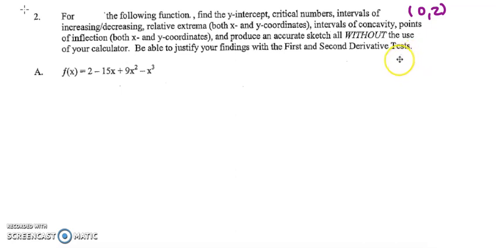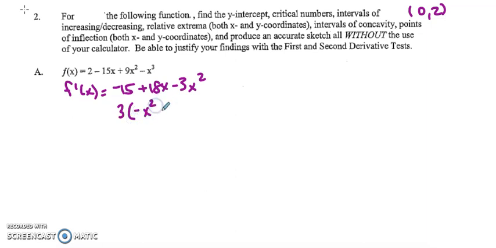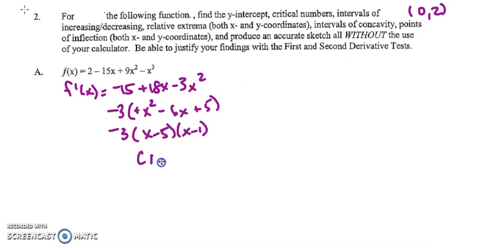So, let's see. Critical numbers. Let's get that by taking the derivative function. So negative 15 plus 18x minus 3x squared. Then I got to set that equal to 0. So let's factor out a 3. Negative x squared plus, you know what? I'm going to factor out a negative 3. Makes my life a little bit easier. So negative 3 comes out, and then I'm going to have a negative 6 and a positive 5. Doesn't that make life easier? So negative 3 here, x minus 5, x minus 1. My two critical numbers are x equals 1 and 5.